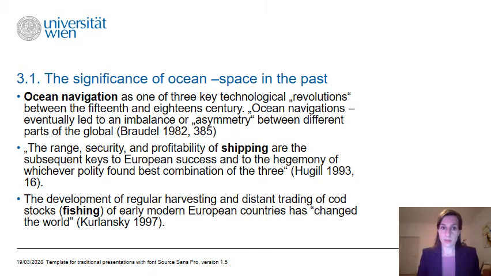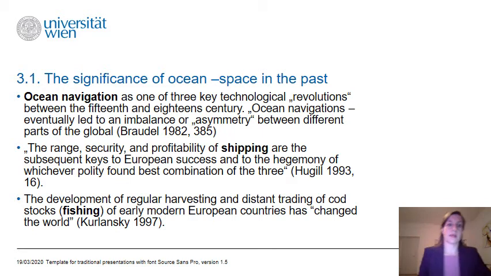So Steinberg, in his book, he really starts his text by saying that ocean space has had a significance because it established a certain world order. And one of the important features was ocean navigation, which was seen as one out of three key technological revolutions between the 15th and 18th century. So the others, as you can read in his text, were seen as the printing and the artillery, and the third one, navigation. So ocean navigation, and this is the conclusion of one historian, may eventually have led to the imbalance or asymmetry between different parts of the globe that we still see today.